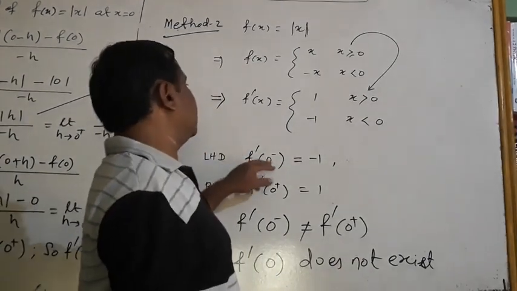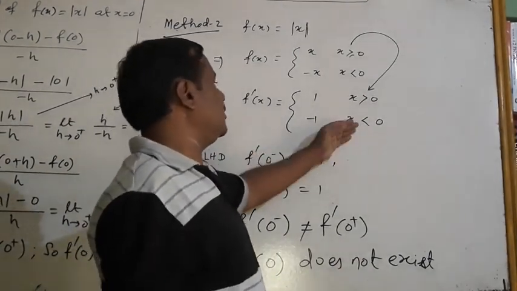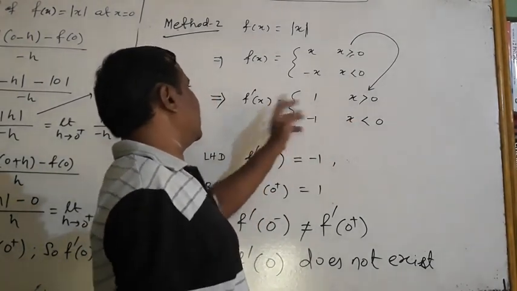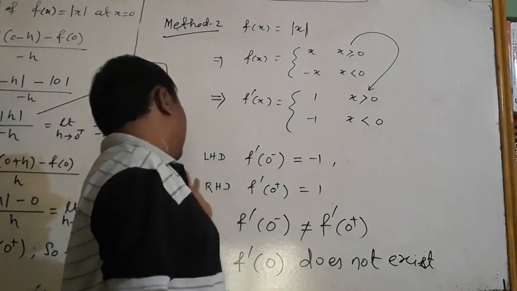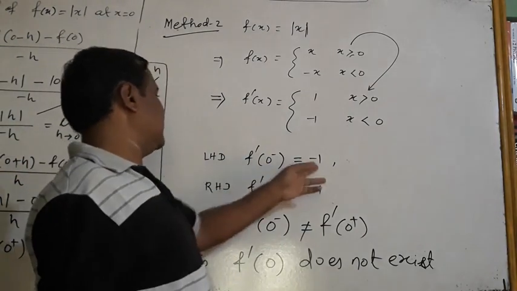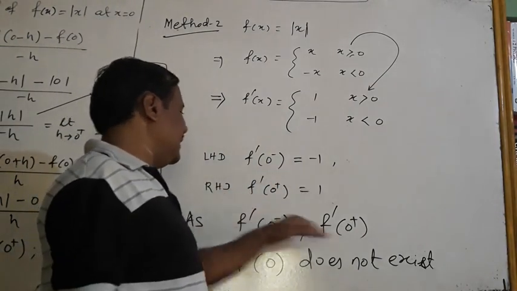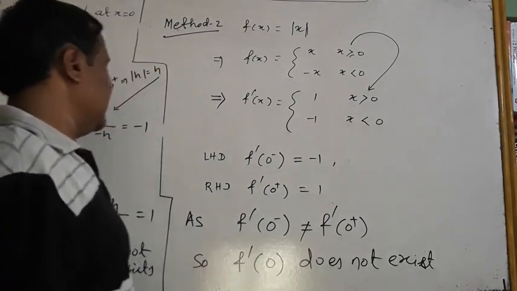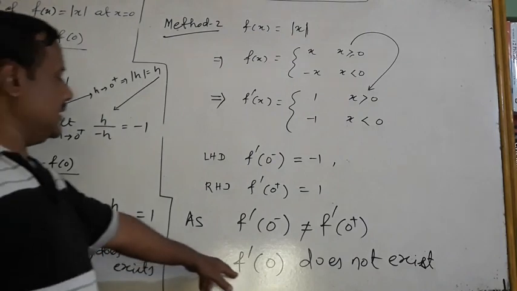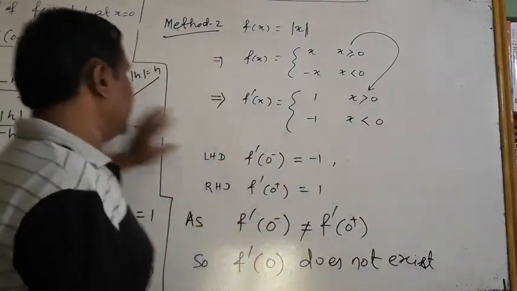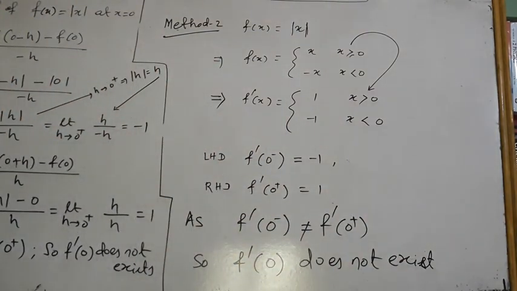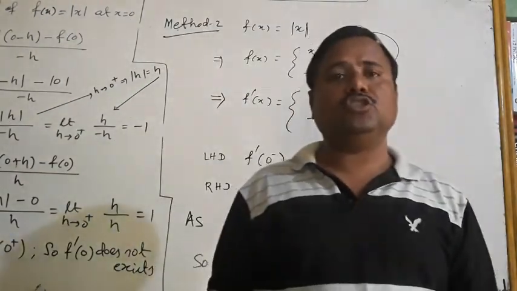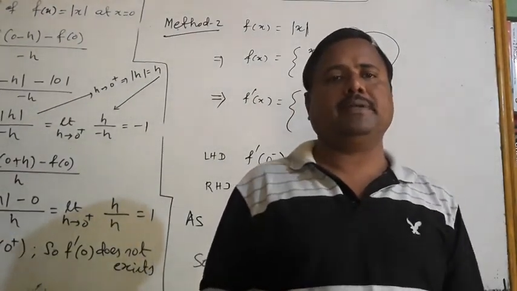Now f'(0-) means x less than 0, result is minus 1. f'(0+), x greater than 0, result is plus 1. Now the left hand derivative is minus 1, the right hand derivative is plus 1. Are they equal? No. So the function is not differentiable at x is equal to 0. Hence f'(0) does not exist. That is method 1, that is method 2, and in method 3 I will tell you the geometrical interpretation of differentiation.